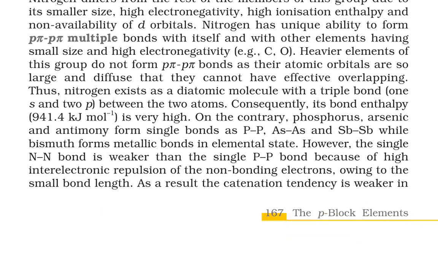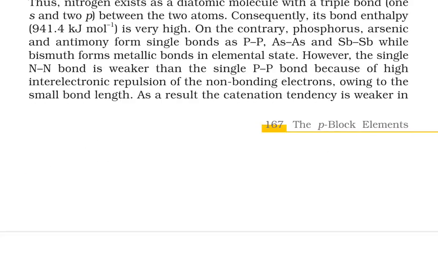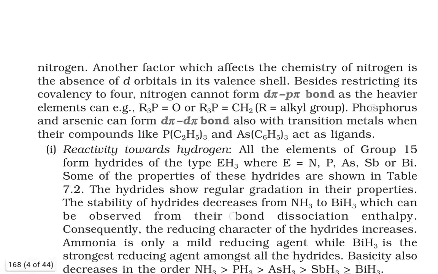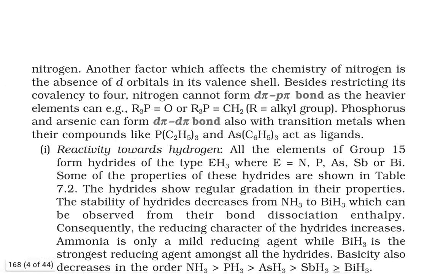However, the single nitrogen-nitrogen bond is weaker than that of the single phosphorus-phosphorus bond because of high interelectronic repulsion of the non-bonding electrons owing to the small bond length. As a result, catenation tendency is weaker in nitrogen. Another factor which affects the chemistry of nitrogen is the absence of d orbitals in its valence shell. Besides restricting its covalency to 4, nitrogen cannot form dπ-pπ bonds as the heavier elements can.